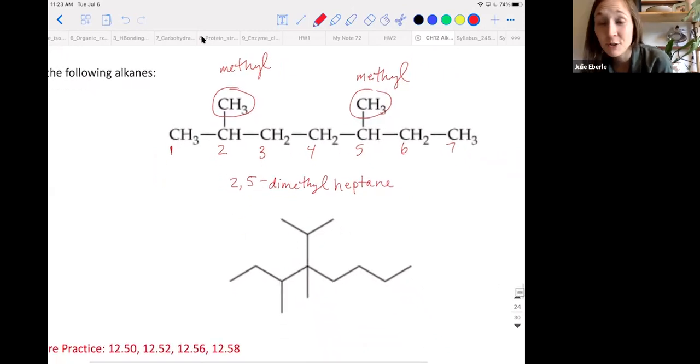Okay, now we have a line structure. This looks a little more complicated. I want you to try to name it yourself first. So you need to count this. Remember, you got to count from the side that gives your first branch point the lowest number. And you got to try to find the longest continuous chain of carbons.